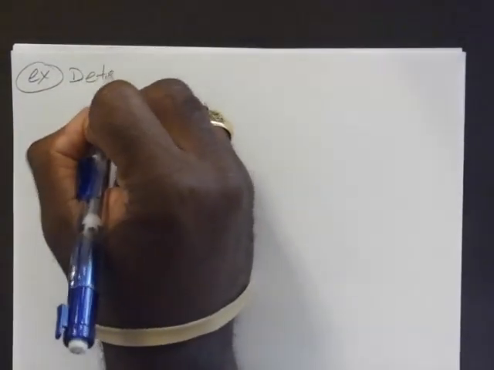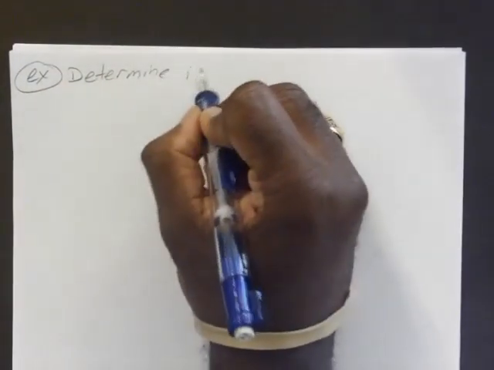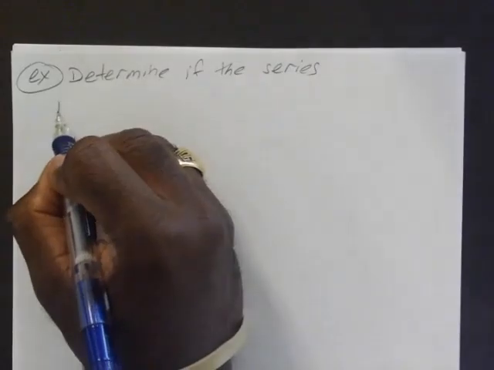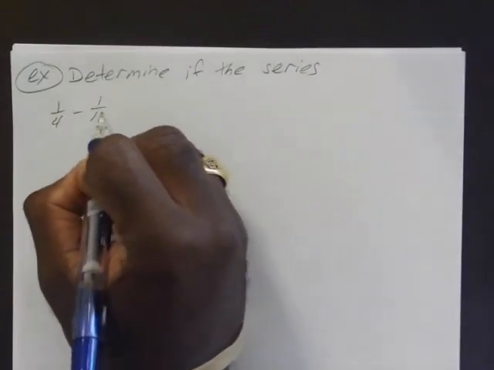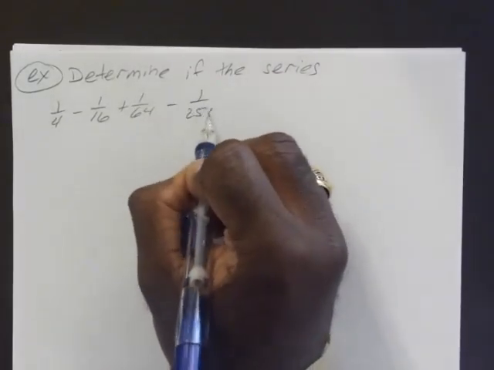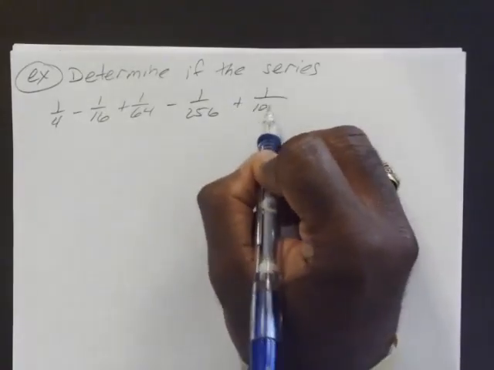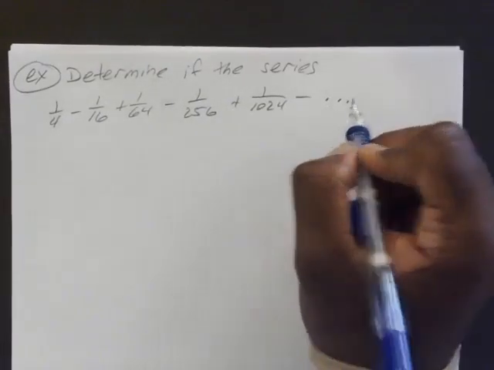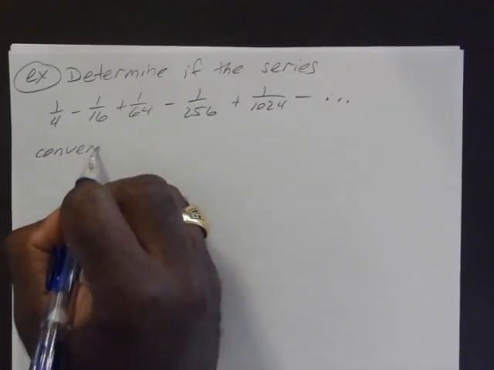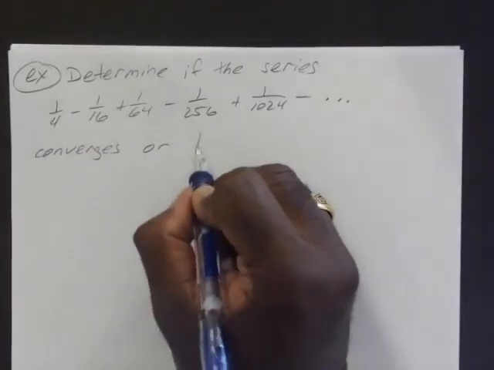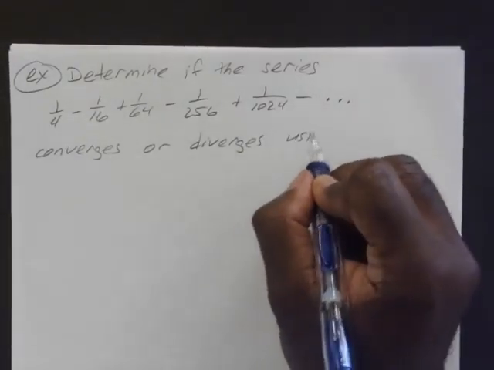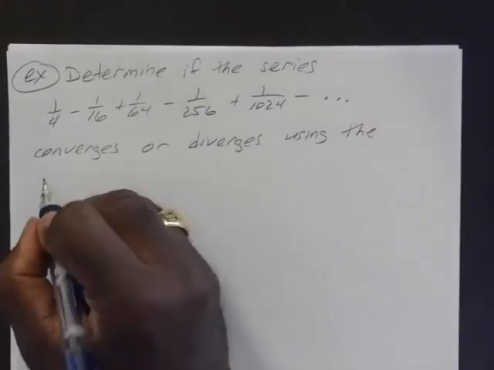Okay, so what if we wanted to determine if the series 1/4 minus 1/16 plus 1/64 minus 1/256 plus 1/1024 minus, and it keeps on going in that pattern, converges or diverges using the alternating series test.